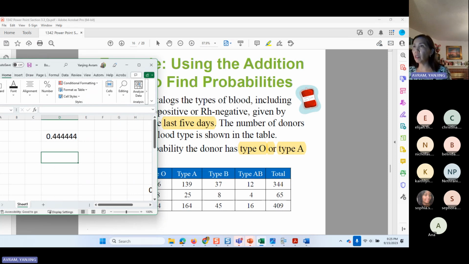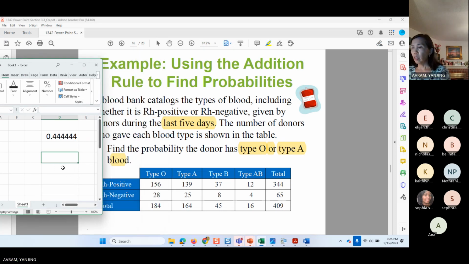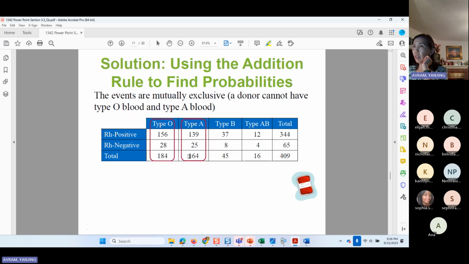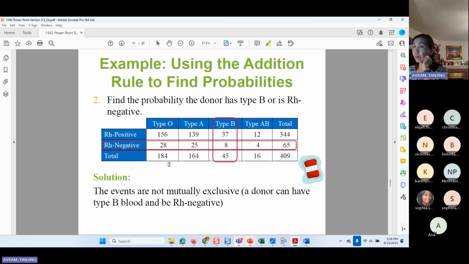So type O or type A, you have 184 plus 164, right? So that's 348. And then 348 divided by the total, which is 409. Okay, the total here is 409. All right, so then that gives you 0.85, or about 85% of the people have either type O or type A blood. All right, because that is mutually exclusive. So you add them together.